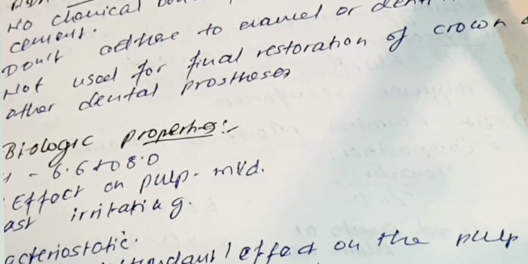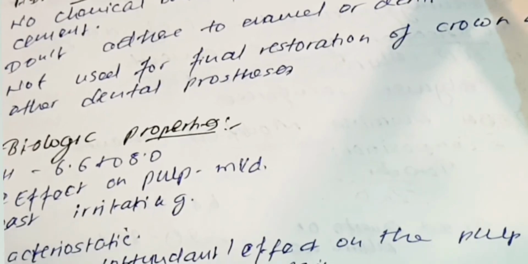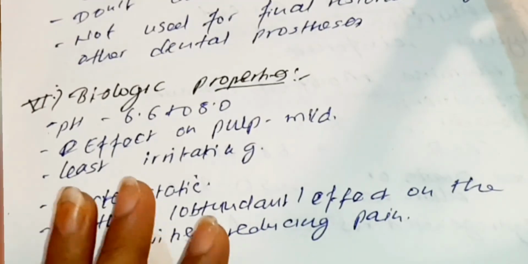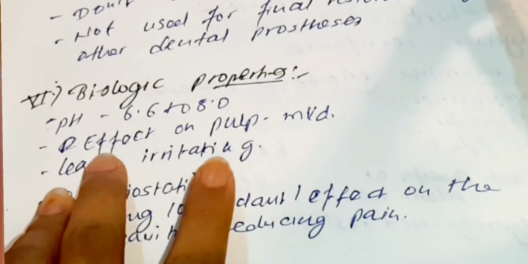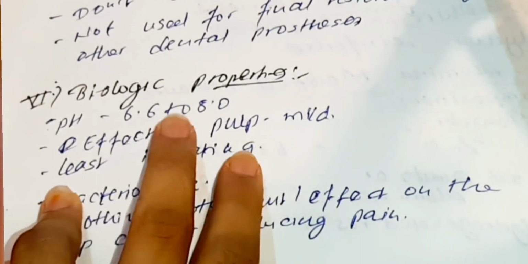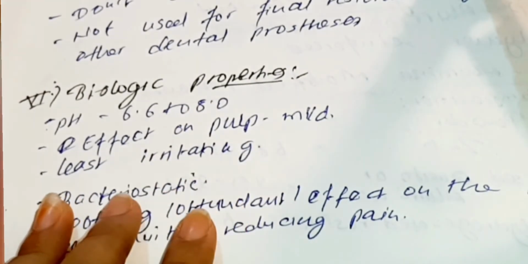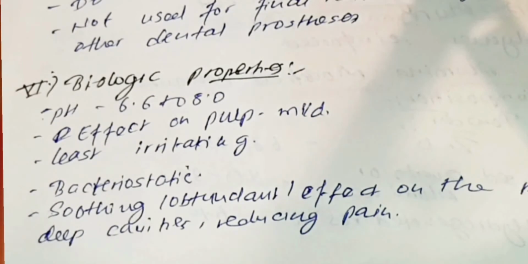Now the next important property is biological properties, so the pH and effect on pulp. First, the pH is 6.6 to 8.0, so they are the least irritating of all the cements. I have already told this in the first part of this very topic, that it is very least irritating. Of all the cements, the pulpal response is classified as mild.